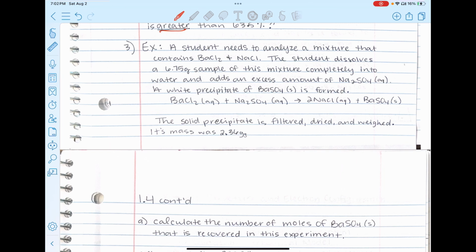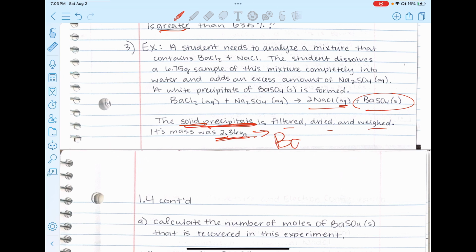A precipitate refers to a solid that forms when we combine a couple of different solutions in a mixture, where we have barium chloride aqueous solution plus sodium sulfate aqueous, and we form 2 sodium chlorides and a barium sulfate solid. Notice the sodium chloride is aqueous, it is dissolved in water. It tells us the solid precipitate, that's the barium sulfate. Precipitate solid is filtered, dried, and weighed. And its mass was found to be 2.36 grams.